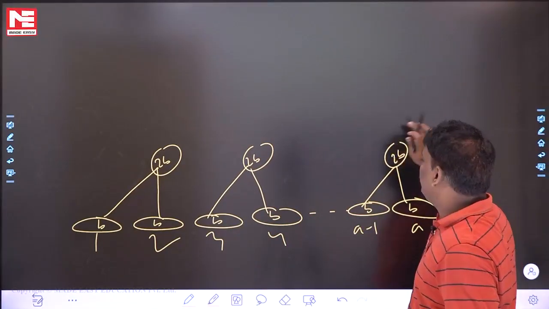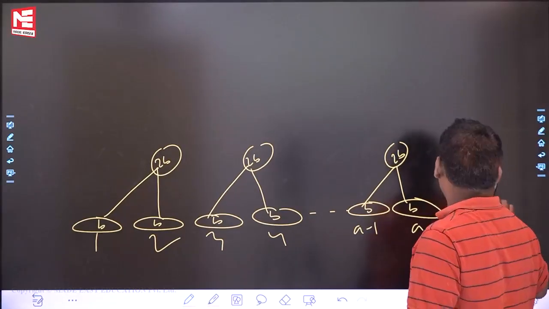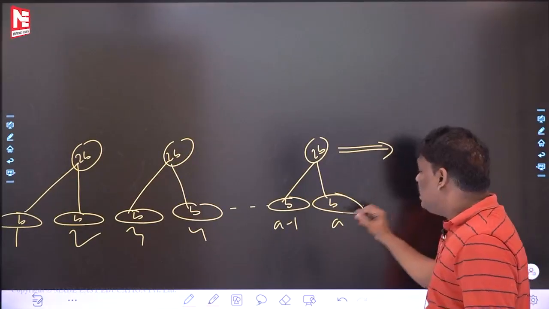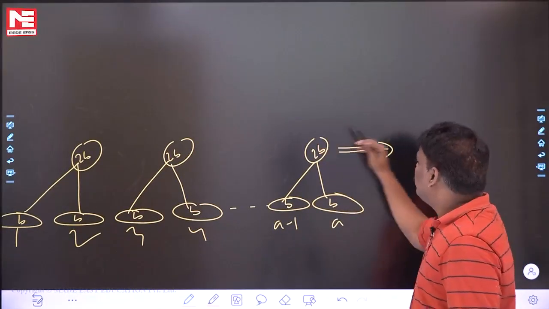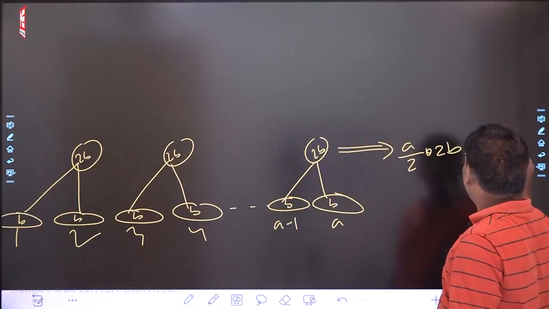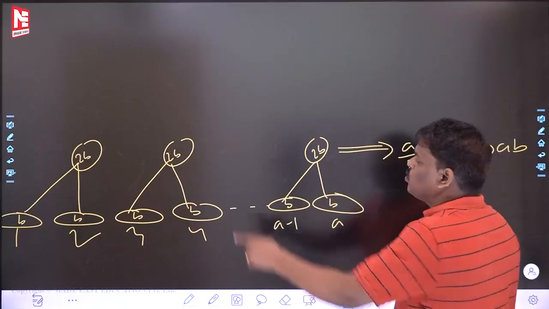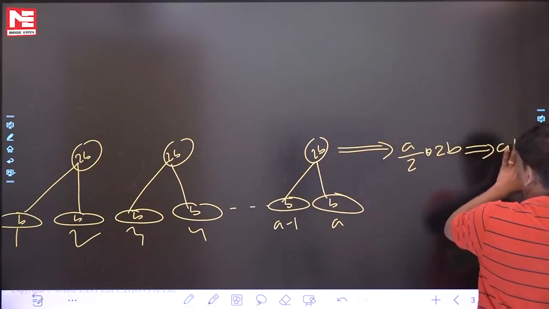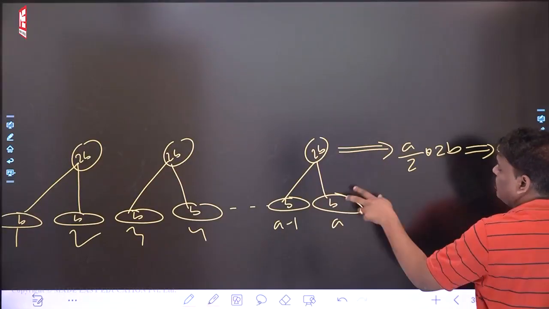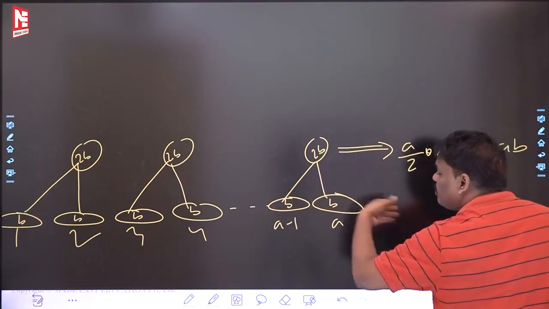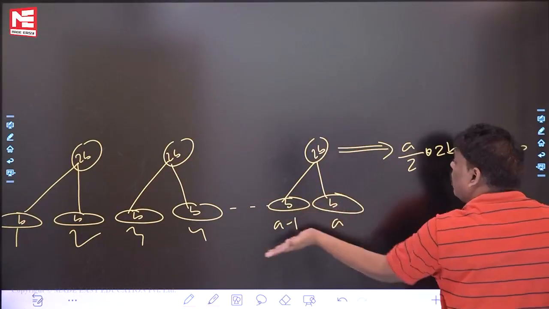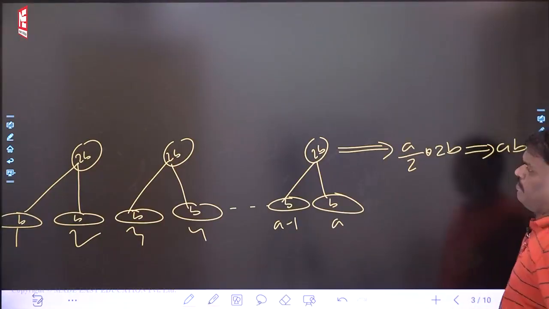This problem is the same as the previous one; I just want to give one problem for practice. In this level, how many groups? Here there are A groups, and 2 become 1, so A by 2 groups. Every group costs 2B, so the 2 cancels and AB is the cost. Why? The total elements are AB: A groups where every group contains B. These AB elements were in the previous level, and after merging they shifted to the next level.